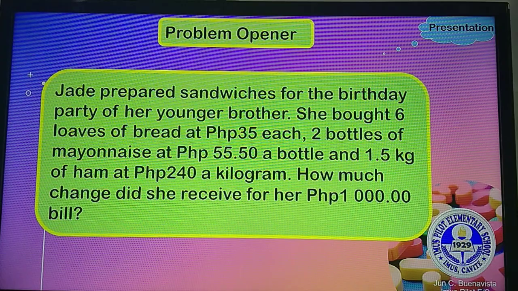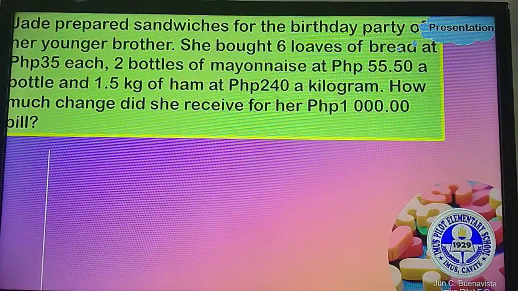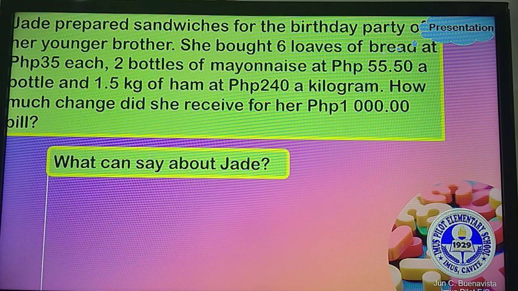Now, we are going to analyze the problem. Okay. So, what can you say about Jade? Anyone? Alright, so Jade is a kind, thoughtful sister to her younger brother. She loved her younger brother because she prepared some sandwiches for his birthday. Okay? If you are Jade, will you do the same? Of course, you're going to do the same to show your love and care and thoughtfulness to your younger brother or to your younger sister.